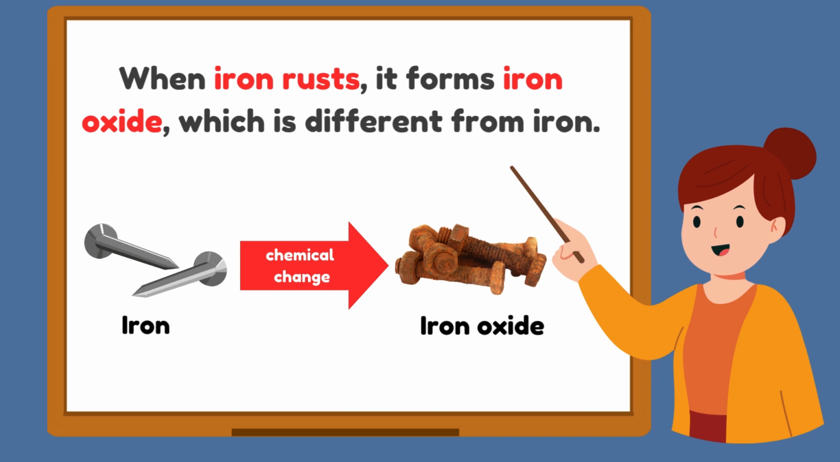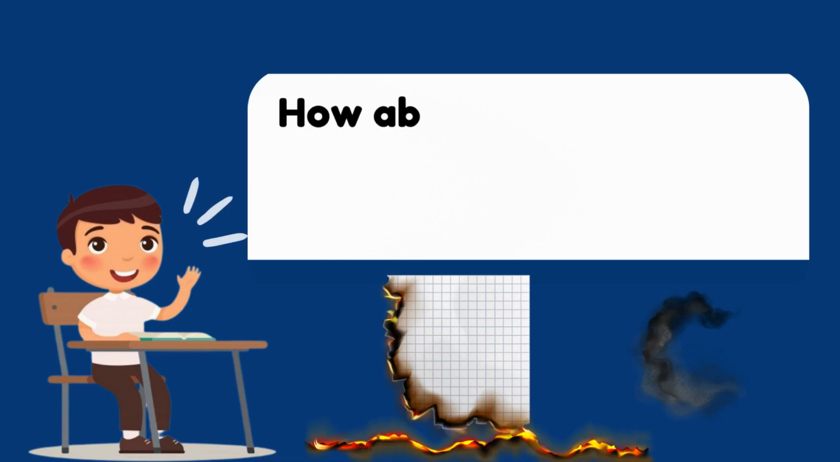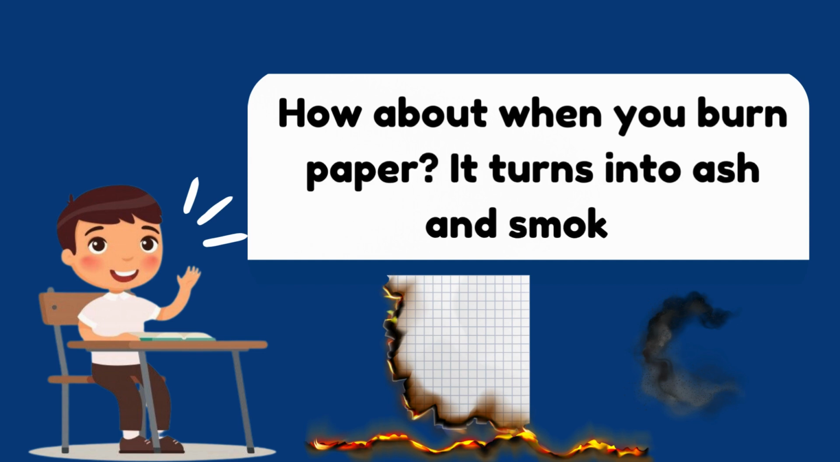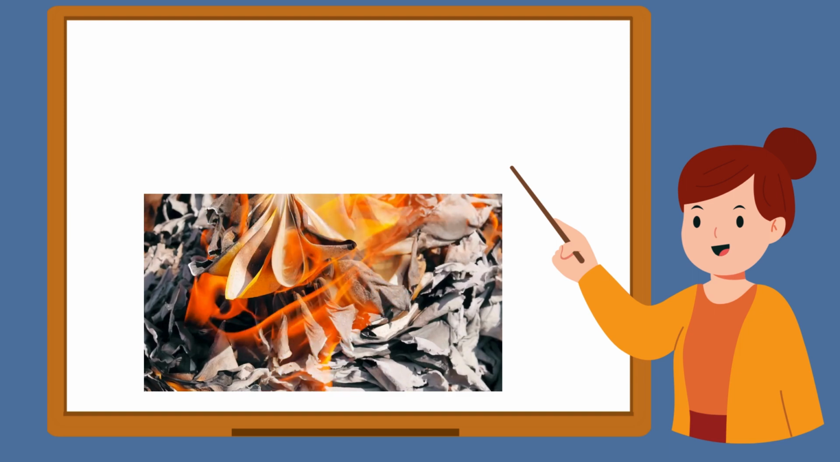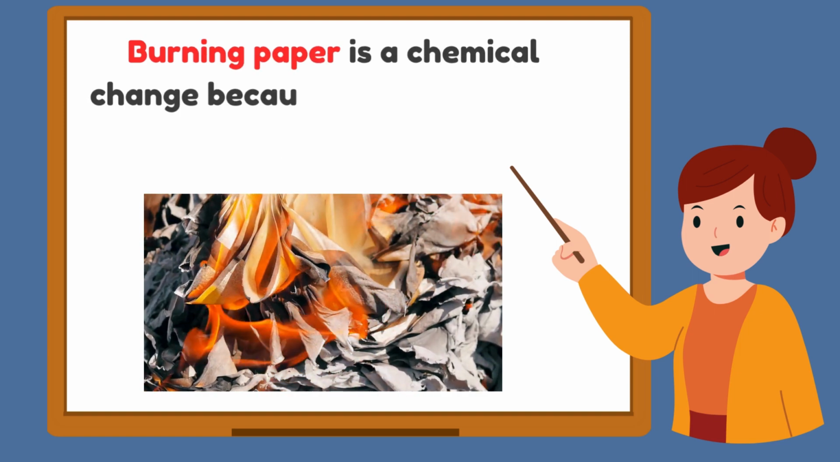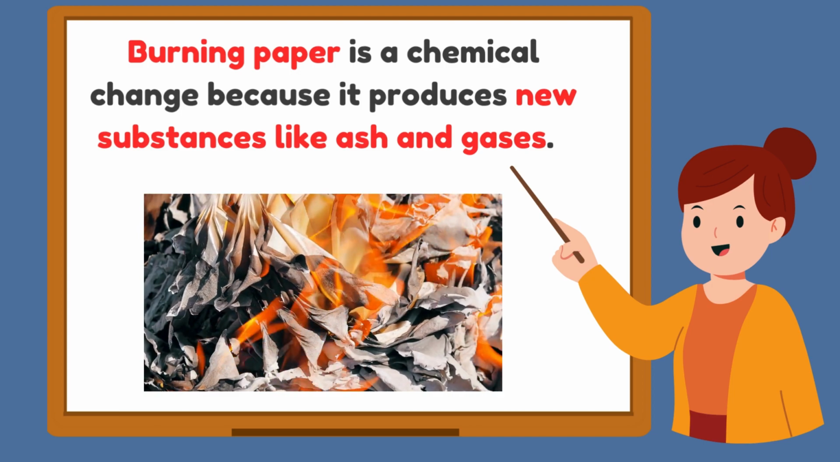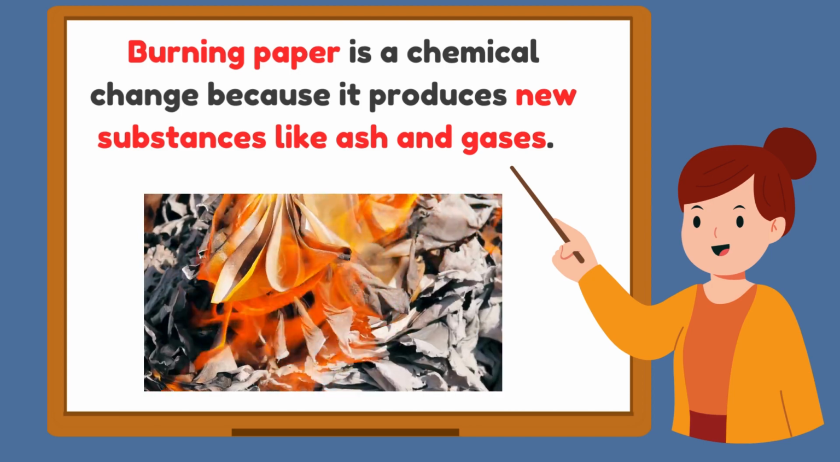Can you give me another example of a chemical change? How about when you burn paper? It turns into ash and smoke. That's a great example. Burning paper is a chemical change because it produces new substances like ash and gases. Let's review a few more examples to make it clear.